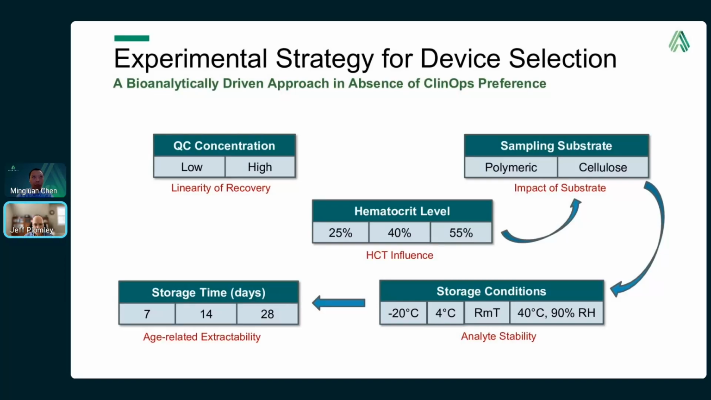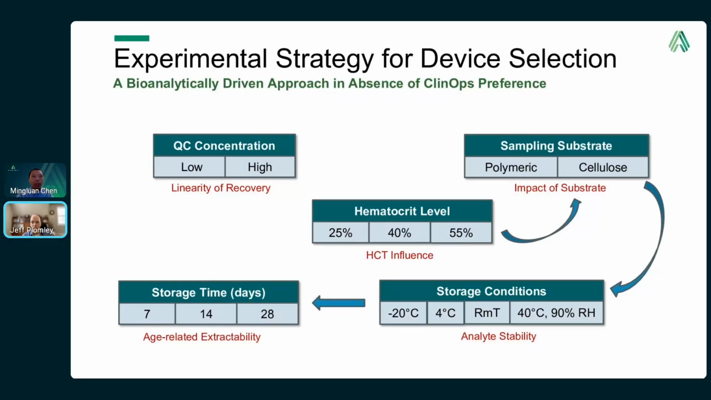So how does this experimental strategy work? Well, we optimize our recovery experiments based on microsamples that are prepared in the following fashion. We use low and high QC concentration levels to determine linearity in response at hematocrit levels of 25, 40, and 55%. So there's the hematocrit influence. And that's applied to both rigid porous polymers, so that would be Tasso and Mitra, as well as cellulose, which in our case is the Capitainer B product.